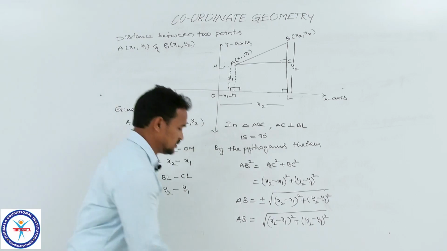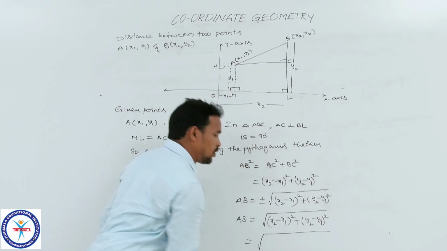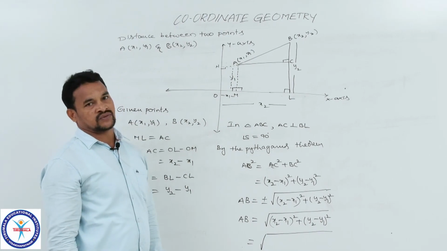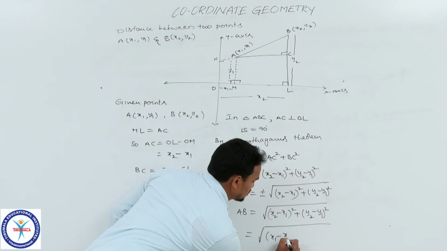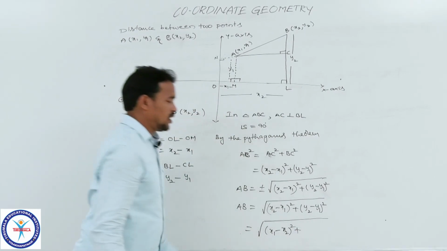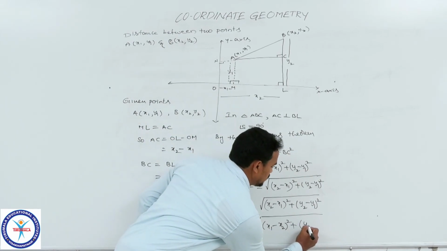It can be written as root over x1 minus x2 whole square, which is the same as x2 minus x1 whole square, plus y1 minus y2 whole square, which is the same as y2 minus y1 whole square. It is also okay.